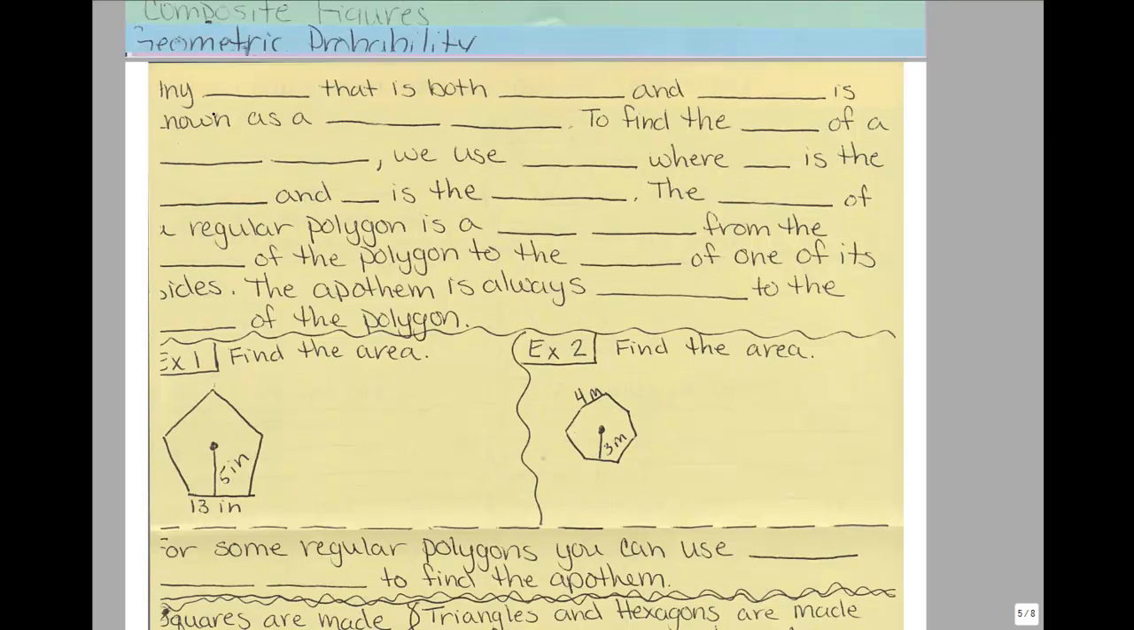So any polygon that is both equiangular, remember, that's all equal angles, and equilateral, so all equal sides, is known as a regular polygon.